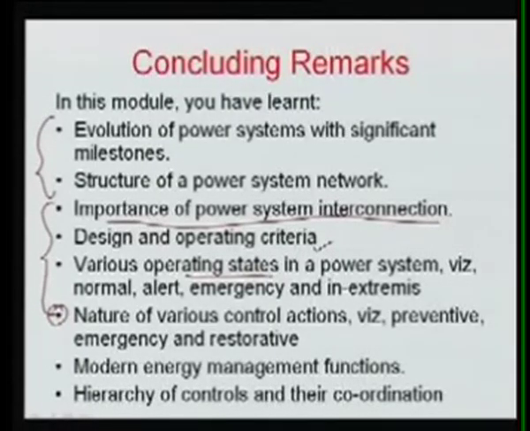For the secure operation of the power system, I explained the normal state, alert state, emergency state, restorative state, as well as the extremis. We saw the various state models, starting from the Dy Liacco 3-state model, then the Fink and Carlson 5-state model, and then a very exhaustive model given by B. Stott et al., and we saw that in lecture 2. We also saw, in lecture 2, the nature of the various control actions like preventive, emergency, and restorative controls, so that we can operate our power system in the normal state, or you can say we can operate our system in a secure way.